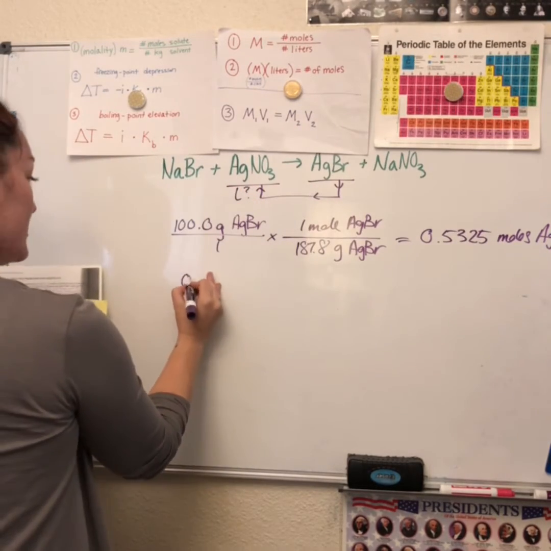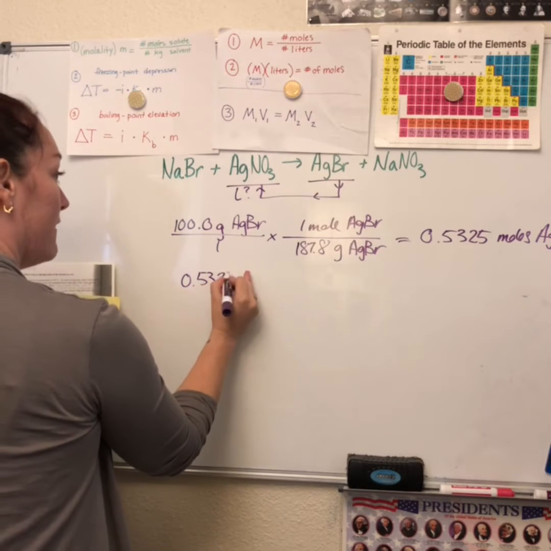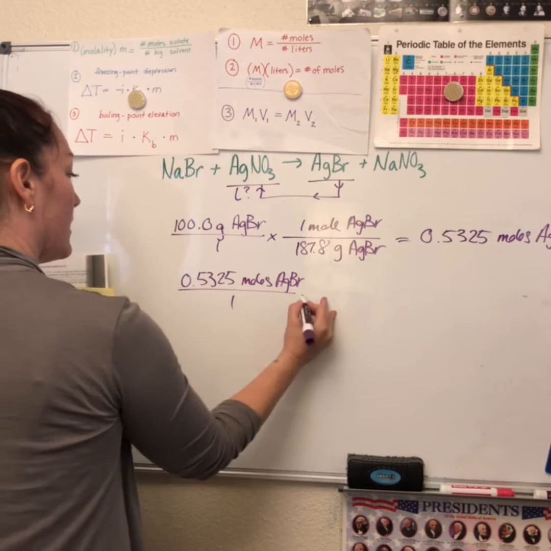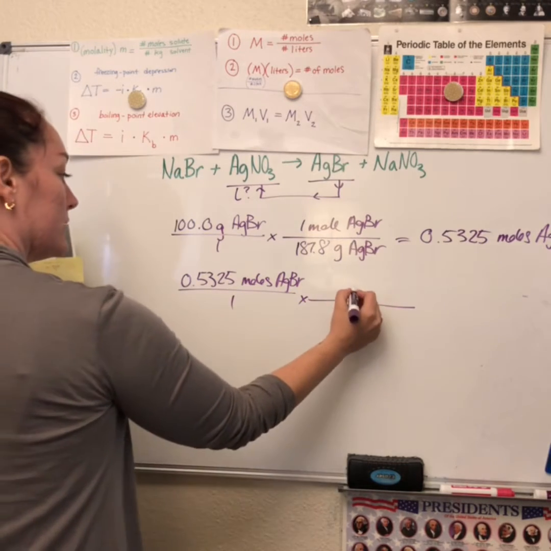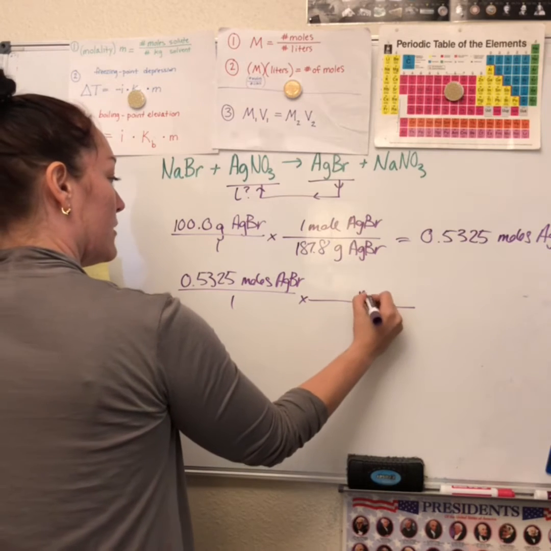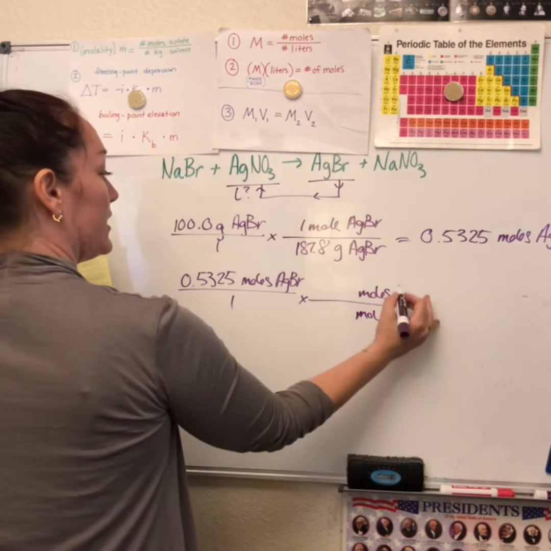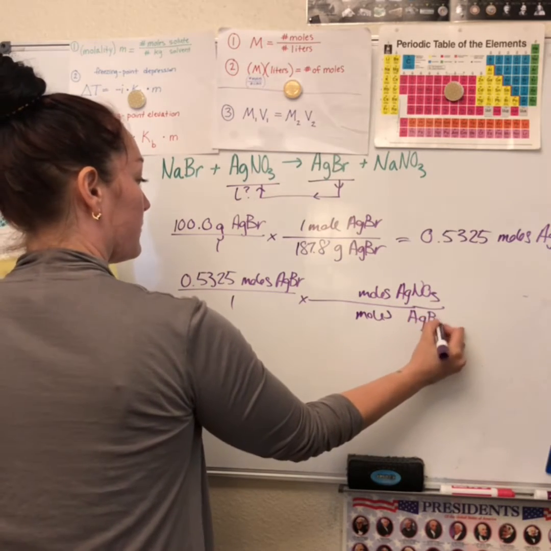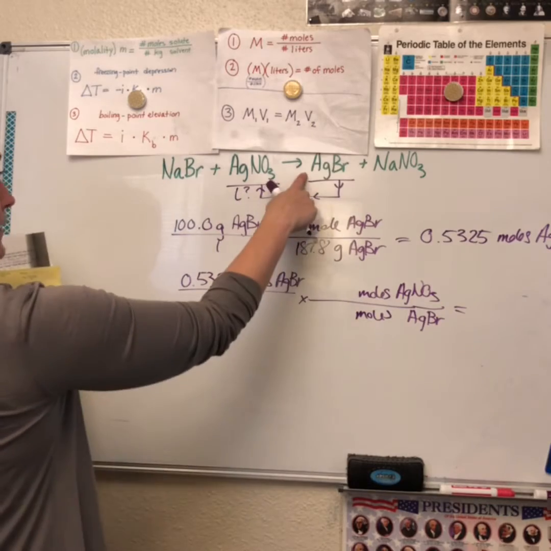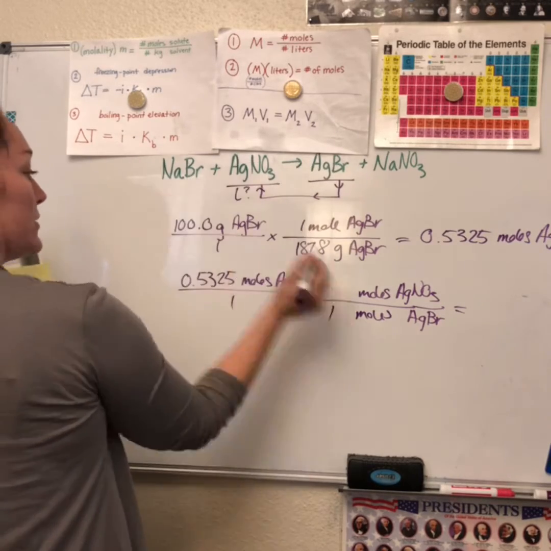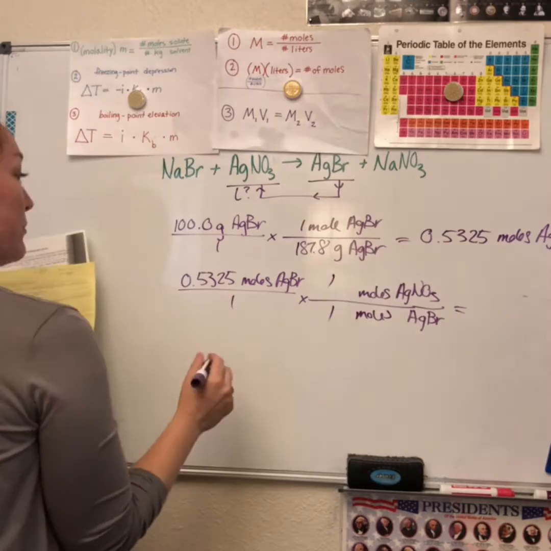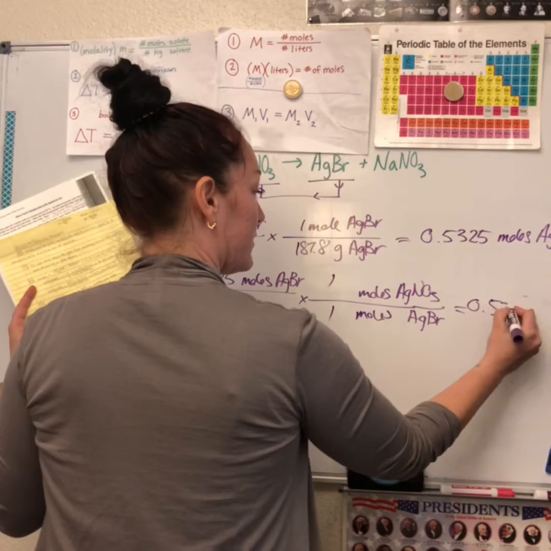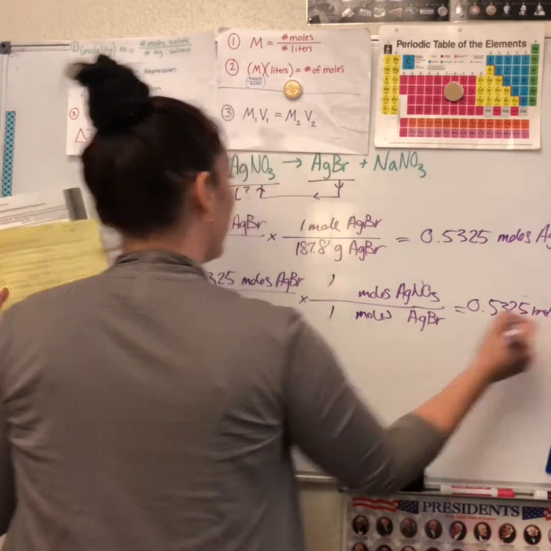So I'm going to take that 0.5325 moles of AgBr and moles. I'm going over to here, AgNO3, AgBr. Okay, so I set it up. I just need to put in my coefficients. So this one is a 1 and this one is a 1, which is nice. I'm going to end up with the same number right there. Okay, 0.5325 moles.